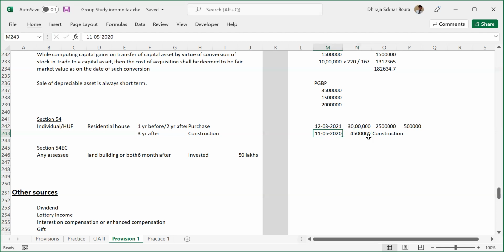Okay, let me now change it to purchase. Change it to purchase, and it was 4,50,000 earlier, let me change that too. Now, how much benefit will you get from this provision now that you have purchased on 11th of May 2020?